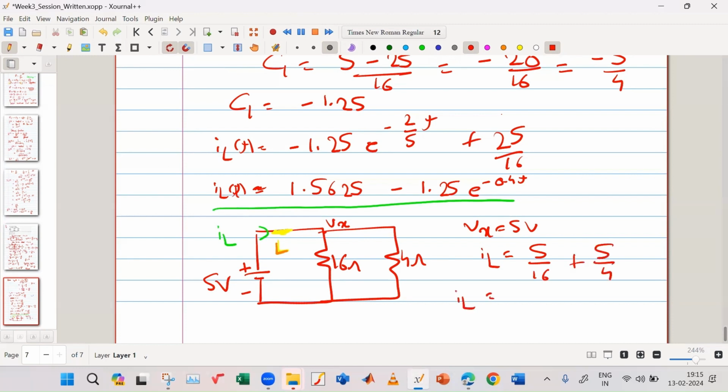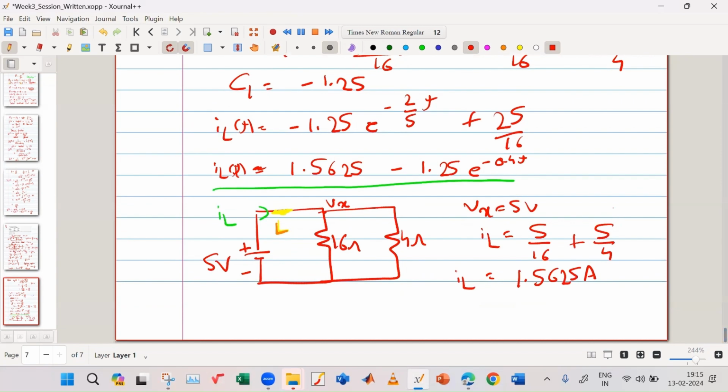So what will be your inductor current in steady state? 1.5625, so it is 1.5625 ampere. Then, what is your equivalent resistance? Equivalent resistance, 3.2. How did you get it?